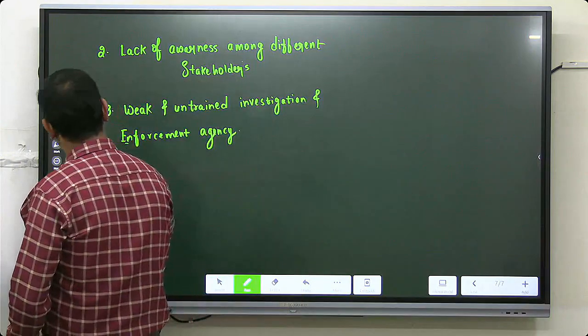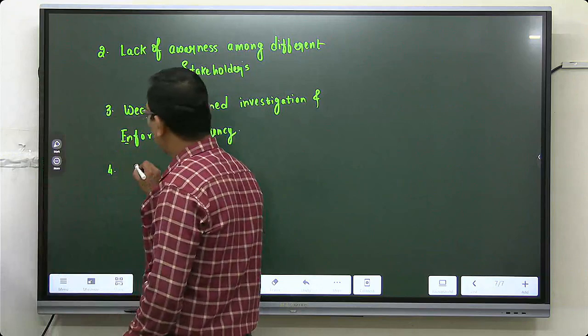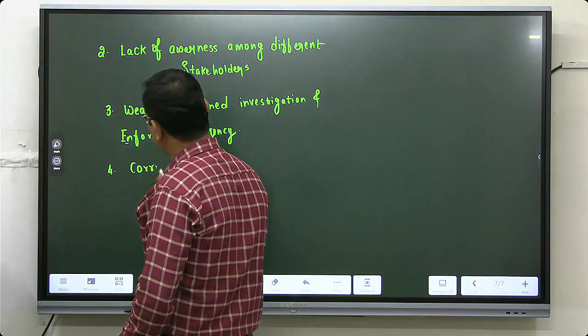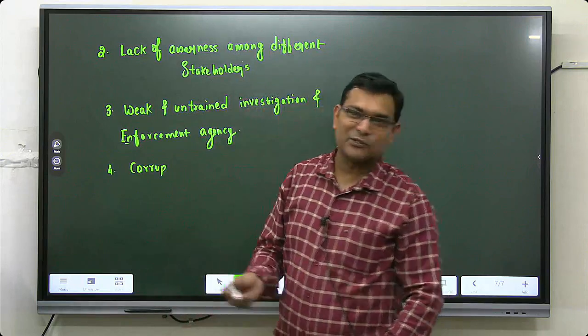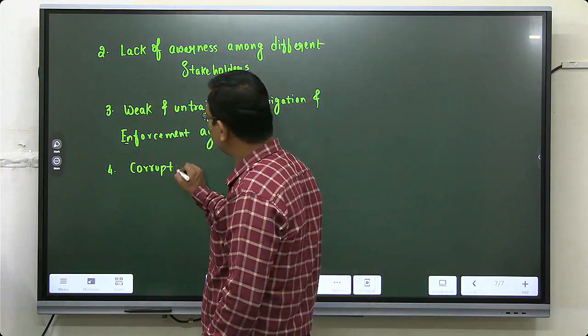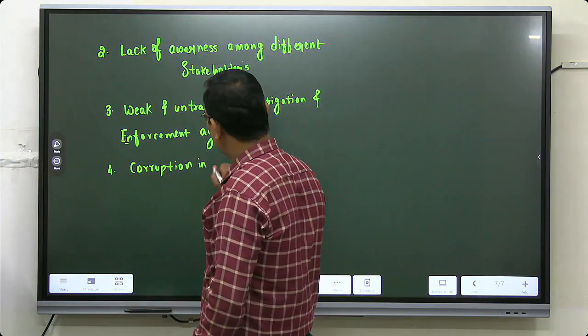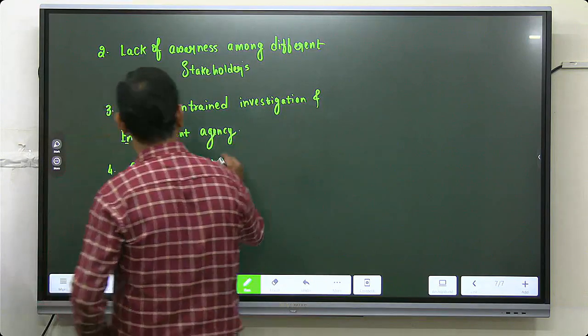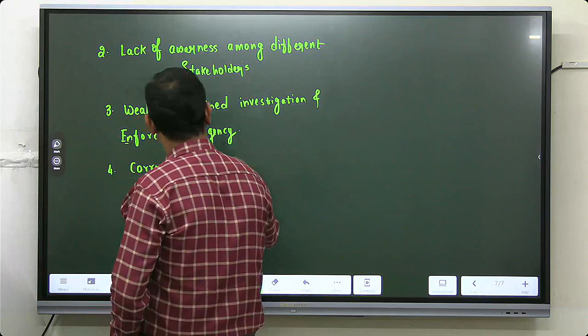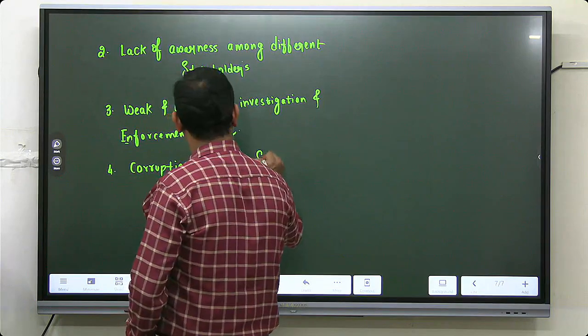Fourth point, corruption in public services. We are habituated. Without corruption, we cannot live. So corruption in public services.